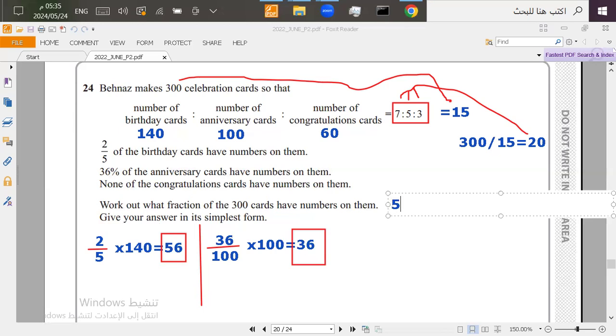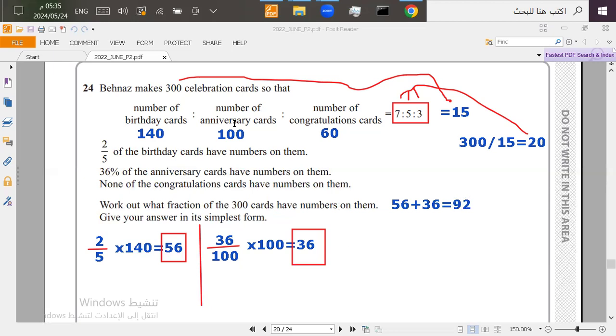So 56 plus 36, and the answer is 92. Now, I know that 92 cards have numbers on them. The question is, work out the fraction of the 300 cards that have numbers on them. Give your answer in simplest form.